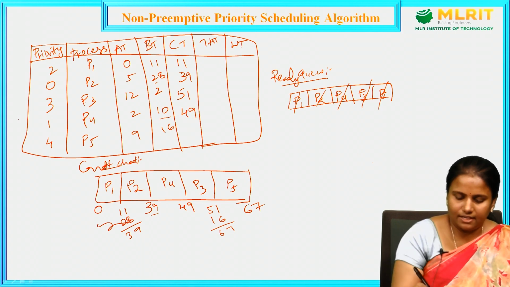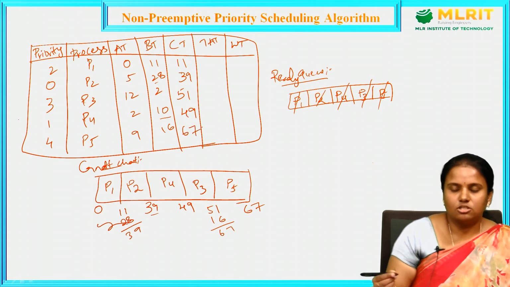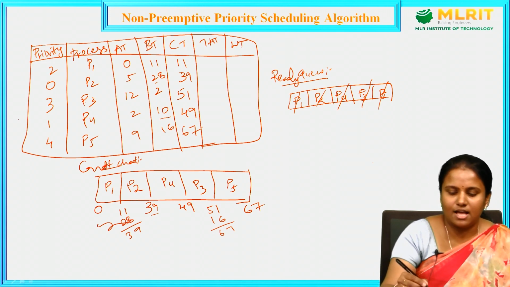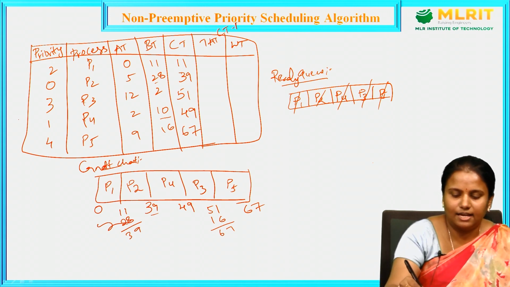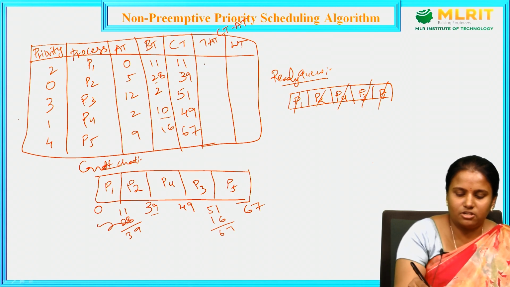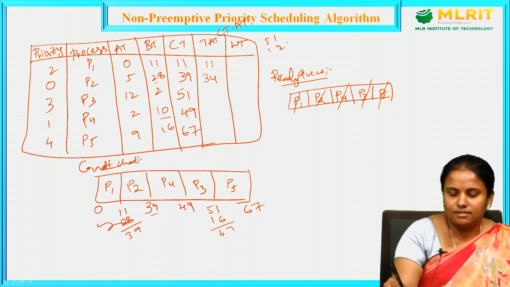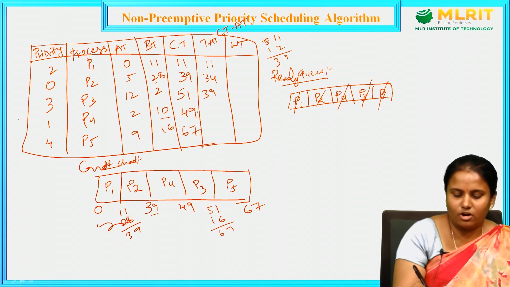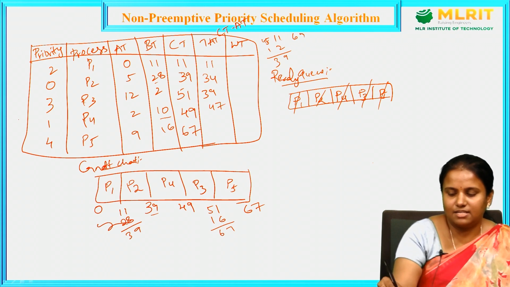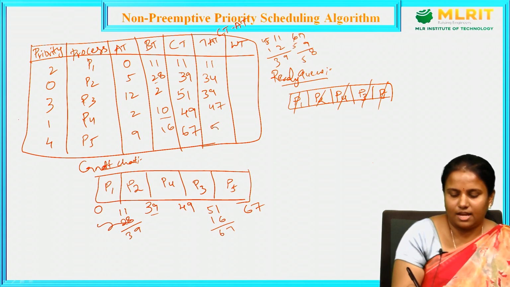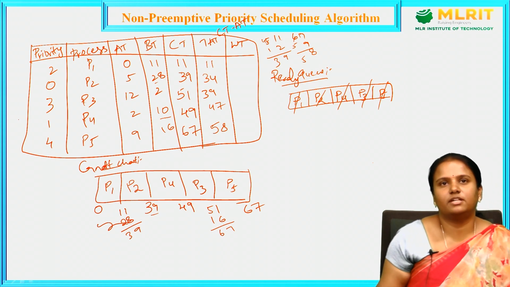then P5 at 67. What is our turnaround time formula? CT minus AT. So 11 minus 0 is 11, 39 minus 5 is 34, 51 minus 12 is 39, then 49 minus 2 is 47, 67 minus 9 is 58. This is the turnaround time.